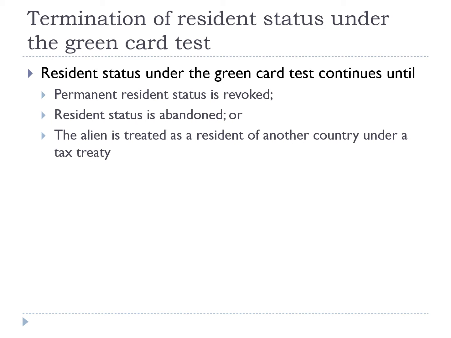Under most U.S. tax treaties, a green card holder is a U.S. resident, but if he or she is also a resident of the other country, then the residence is determined by a tiebreaker rule, under which the person will be deemed a resident of the other country if the person has a permanent home in that country but not in the United States.